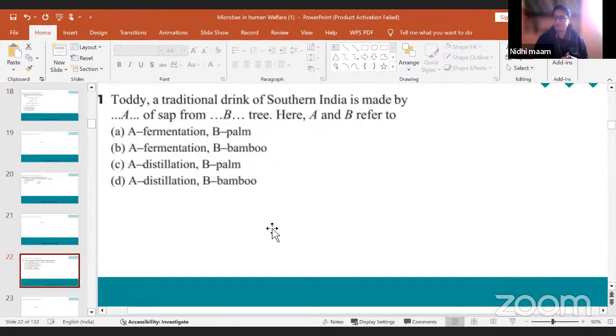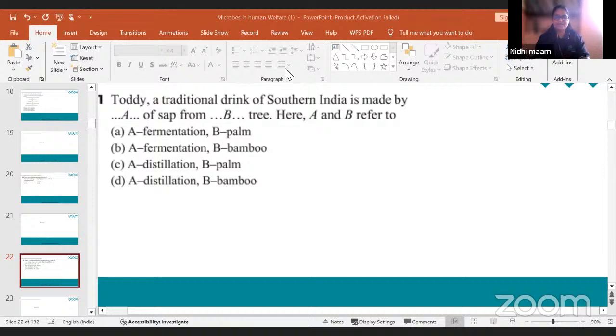Next question. Toddy, a traditional drink of southern India, is made by A of sap from a B tree. Here A and B refer to: A is fermentation, B is palm. A is fermentation, B is bamboo. A is distillation, B is palm. A is distillation, B is bamboo.